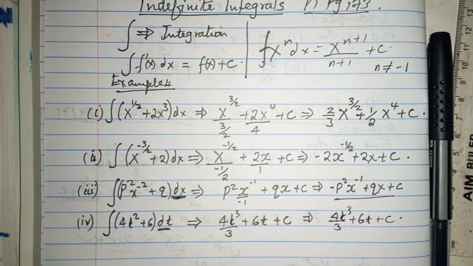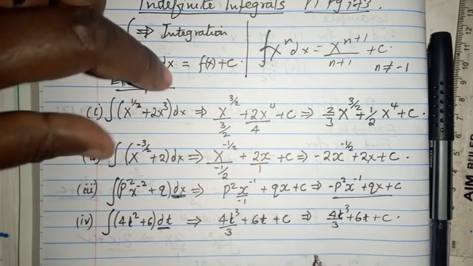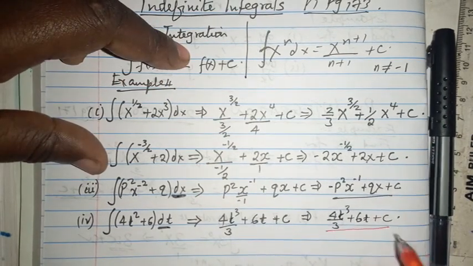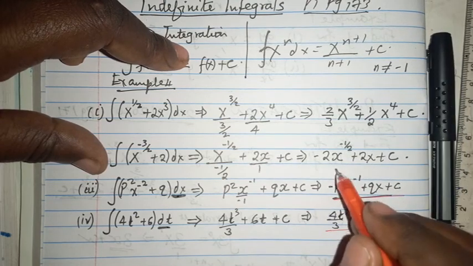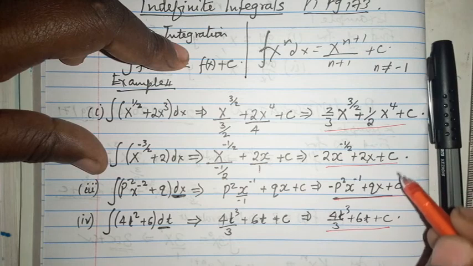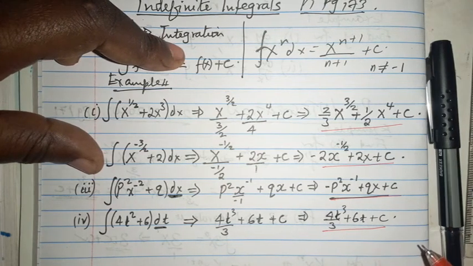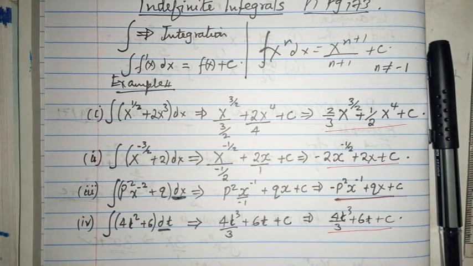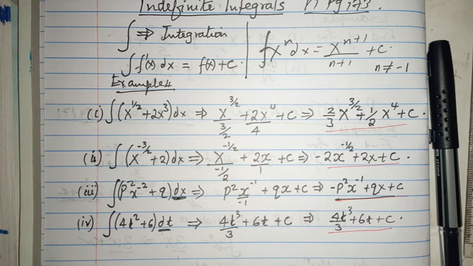In fact, we have had the first one, we have had the second one, and we have had the fourth one. Note that all of them have a c as a constant of integration. Probably next time, in the next example, which is example 5, we're going to go deeper into integration, indefinite integration. For now, let's go through.